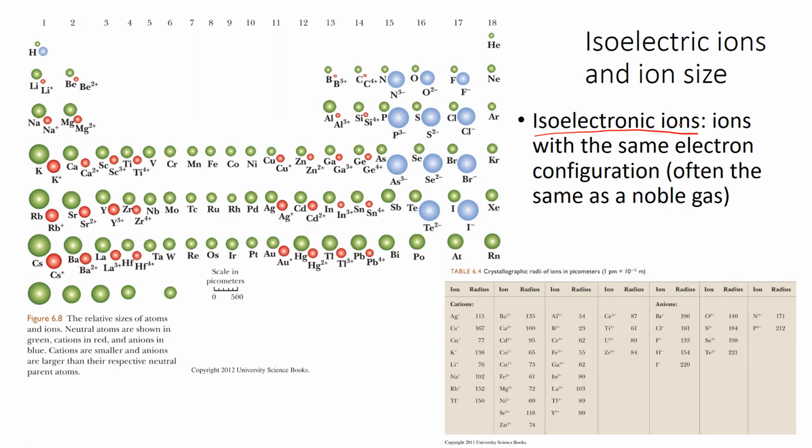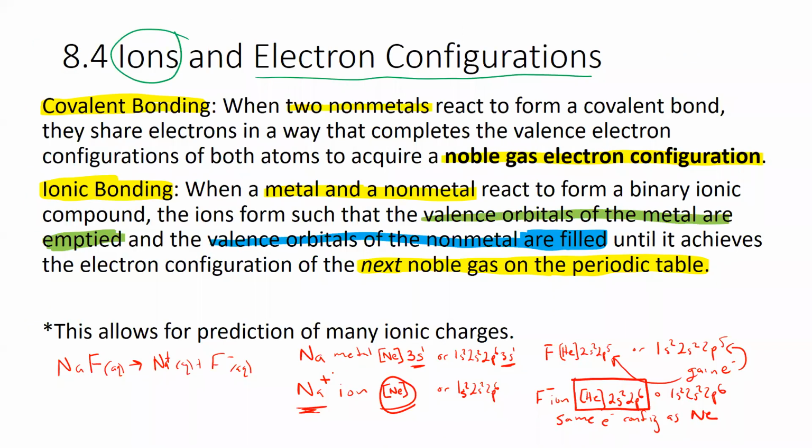Isoelectronic just says they're going to have the same electron configuration. One example of which is from our previous slide, where the sodium ion, Na+, and the fluoride ion, F-, actually have the same electron configuration as neon. They're going to be considered isoelectronic. And so we'll dive more into that tomorrow.